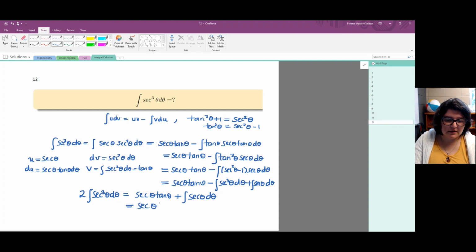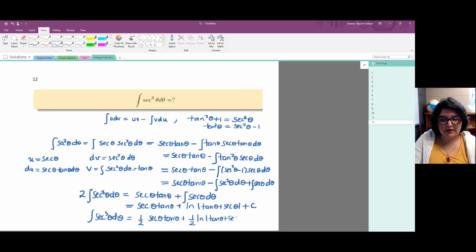And the integral of secant of theta d theta is one of those integrals we want to remember by heart. This is the ln of the absolute value of tangent of theta plus secant of theta, and then plus constant c. So the integral we're looking for, secant cubed of theta d theta, turns out to be half of the right-hand side. So we have half of secant of theta times tangent of theta plus half of the ln of tangent of theta plus secant of theta in absolute value plus half of the constant, but that's just another constant we can call the same way c.